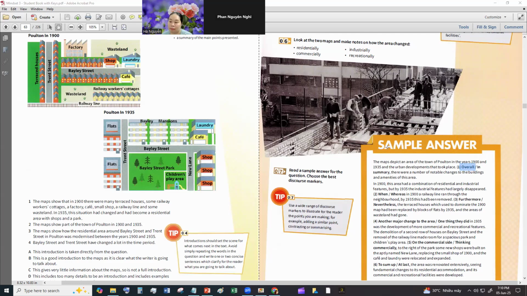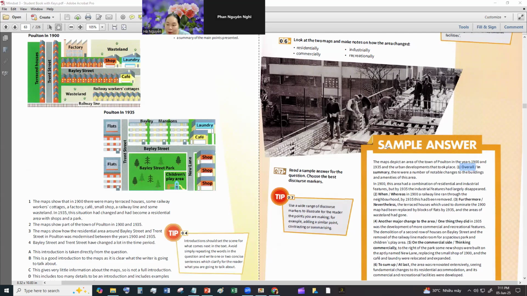When you need it as a conclusion at the end of the paragraph. Very good. So there you go. Remember, "overall" is used at the beginning and "in summary" is used towards the end of your writing. Okay, so overall, there were a number of notable changes to the buildings and amenities of this area.